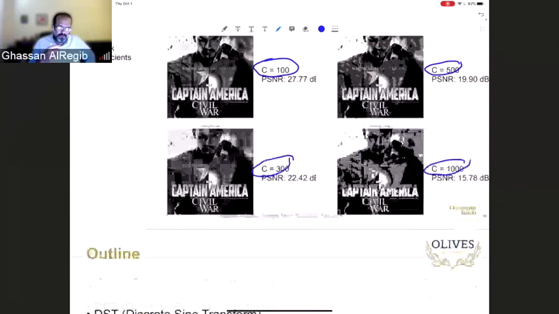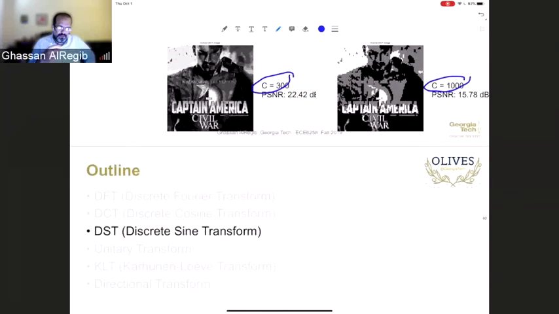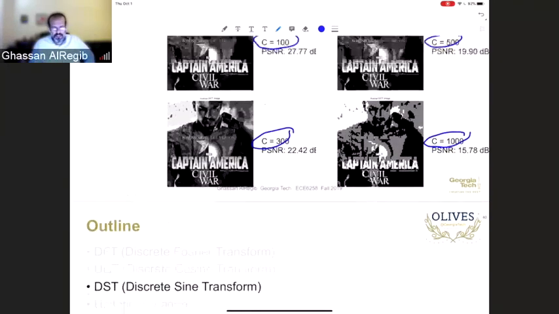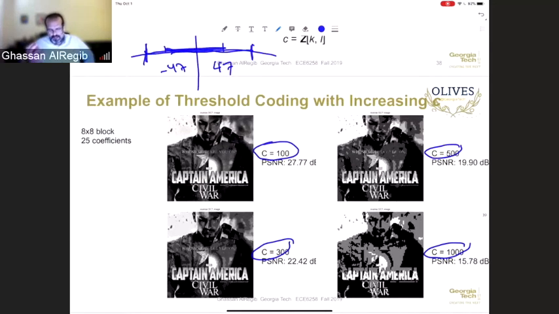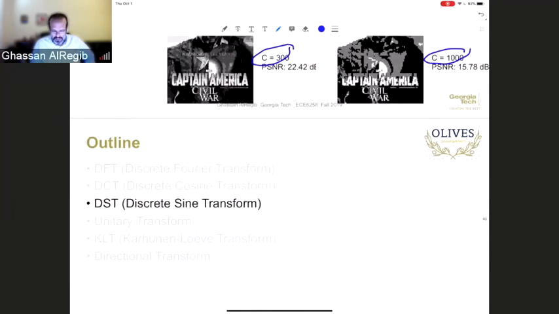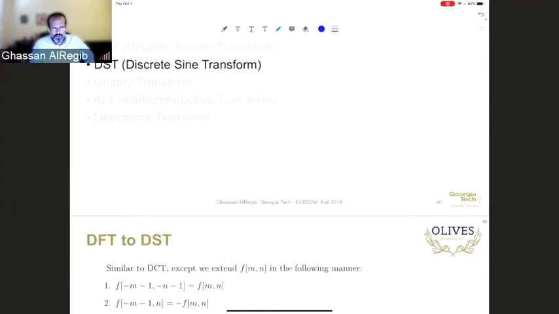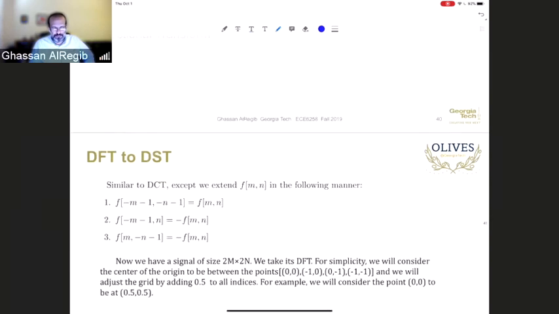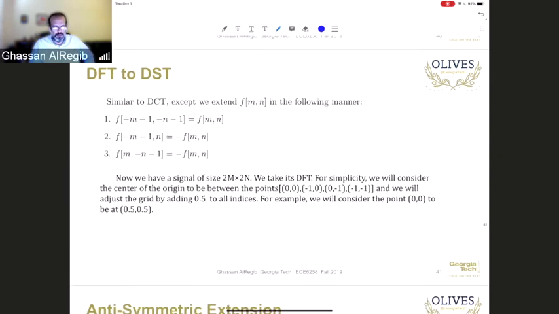Okay, so now the next thing. DCT is really the major block and major component in image compression, image coding, and video coding and video compression. But next, what I want to introduce is an equivalent one, which is the discrete sine transform, and it showed up in recent video compression standards.